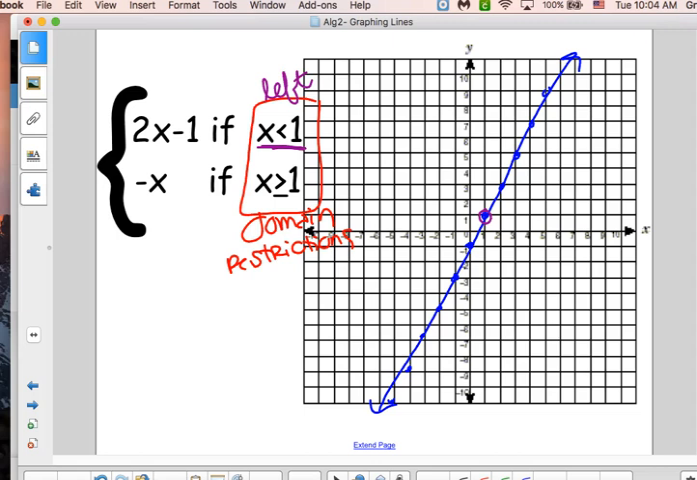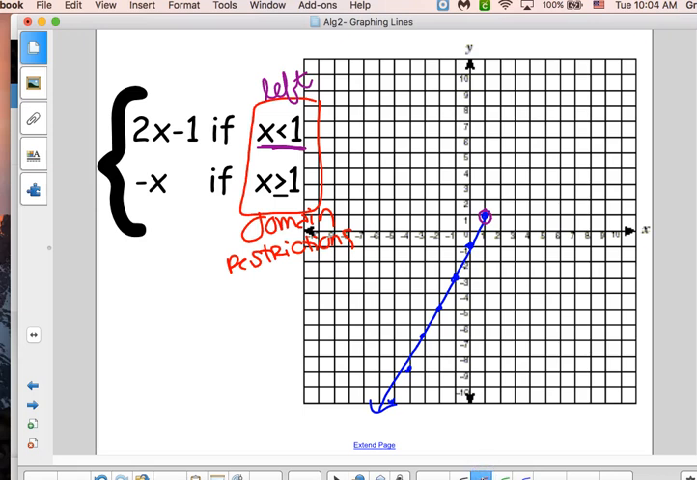So if I want to keep the left side, do we need the right side? No. So then you just take your eraser and you erase away the other part of it. So you want all of the x's that are less than 1, so we want to keep that left side. That piece is now done. Go on to the second piece.